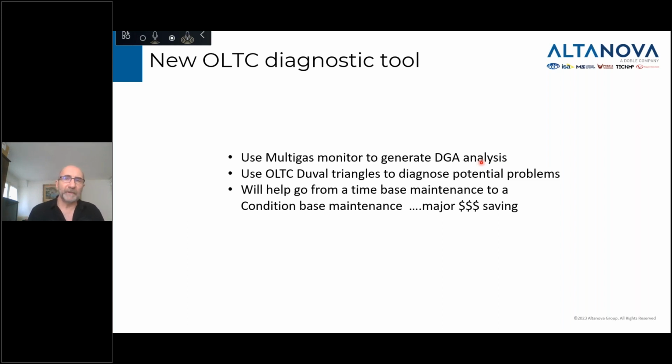They're doing it for the OLTC by continuously measuring the DGA and then using specific diagnostic software to do your diagnostic. So it's a trend that's coming. We think that mostly in the next few years, we're going to see more and more customers starting to do that.